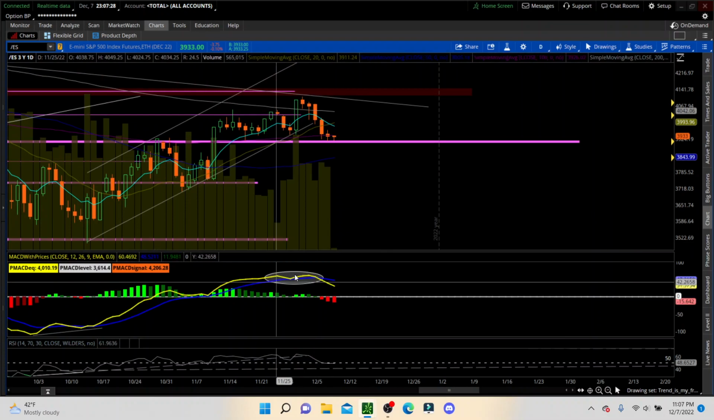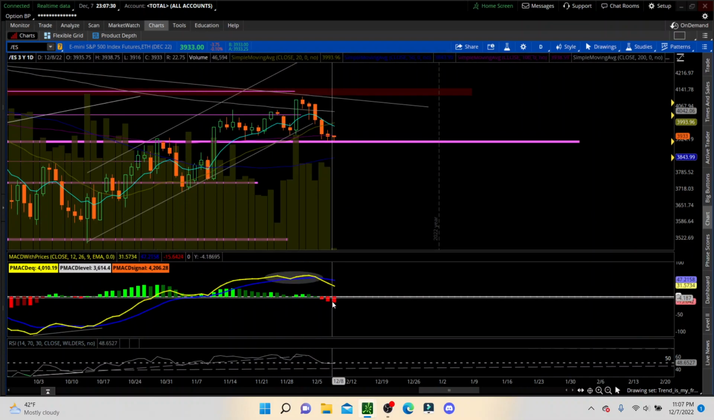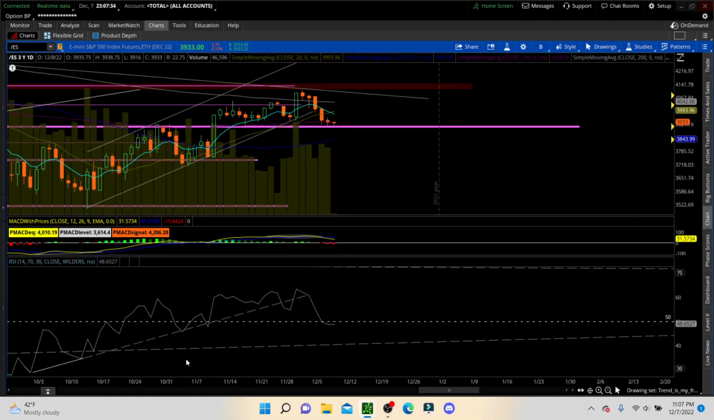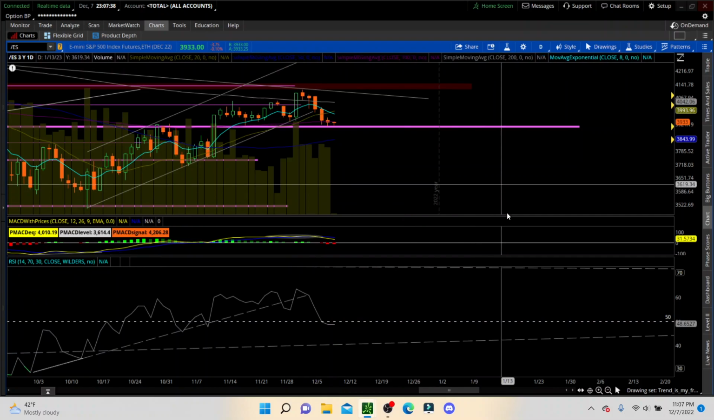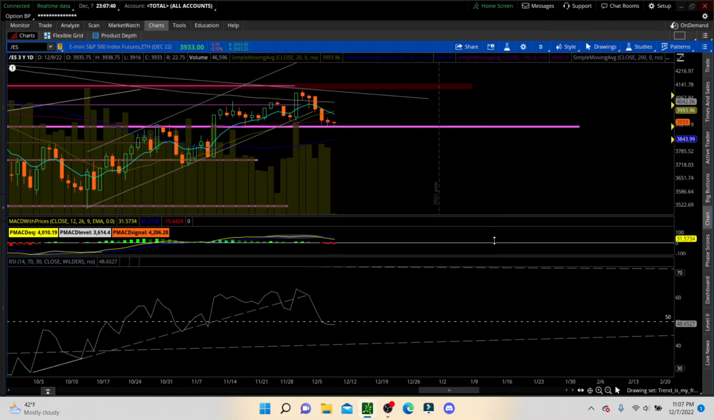We had our bearish crossover on the MACD. We lost our trend line here on the RSI. All bearish moves to continue the trend.